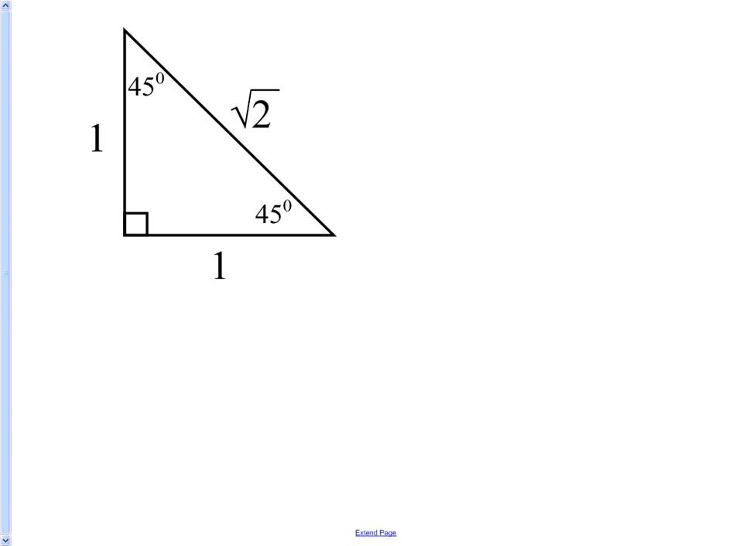So anyway, this one is a 45-45, and it's got all the right relationship, but what's kind of missing? What would normally be here? I thought there was supposed to be something there.